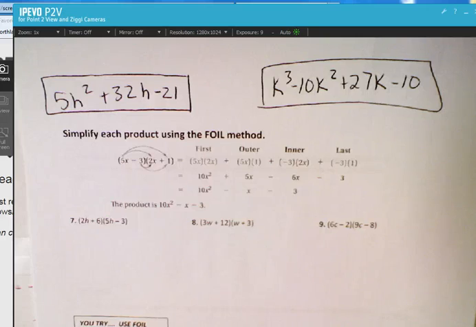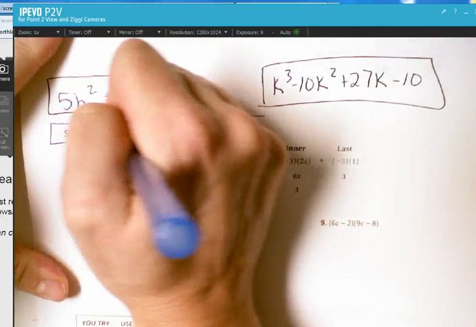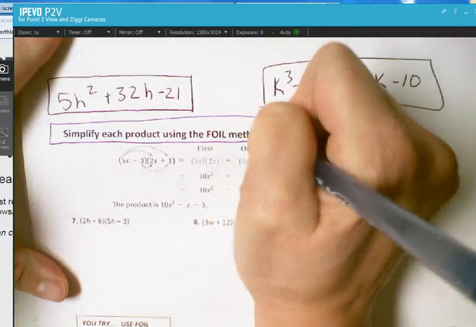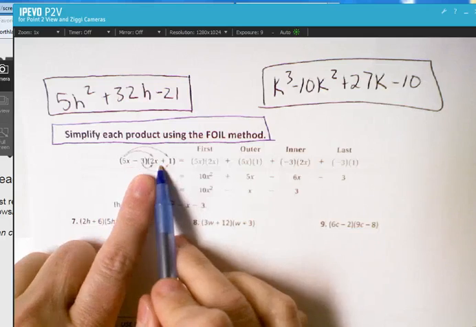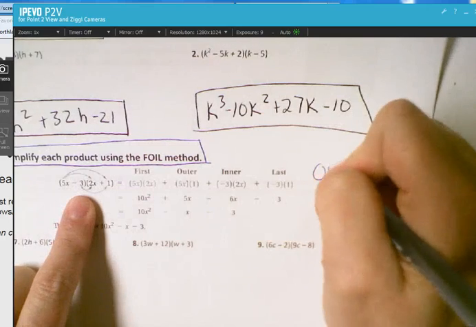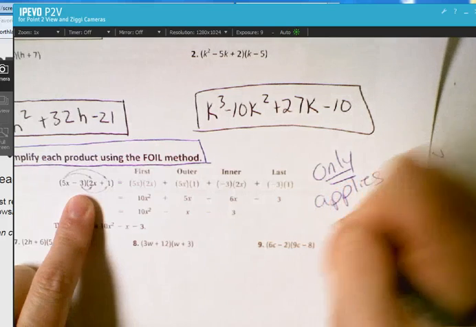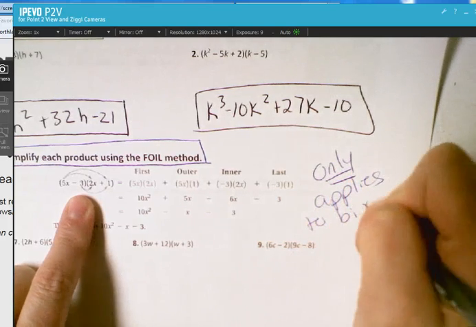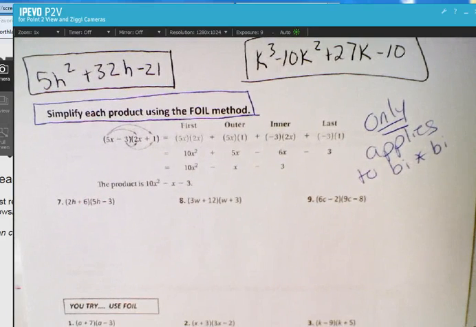Alright, our last method that we want to look at today is using the FOIL method. FOIL is just an acronym to help us remember the process of multiplying a binomial by another binomial. So this only applies to a bi times a bi. Okay? It does not work in any of the other ones. You need to set up a table or you need to use your distributive property. But if we're going to use FOIL, this is what it stands for.